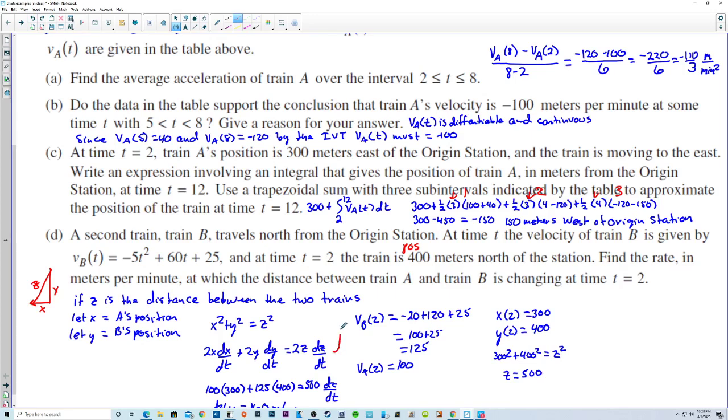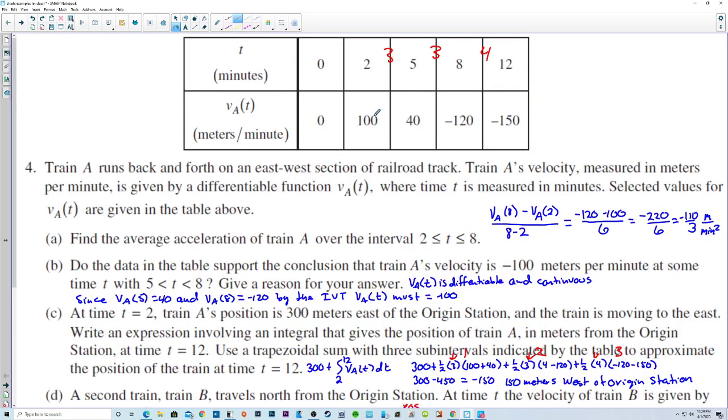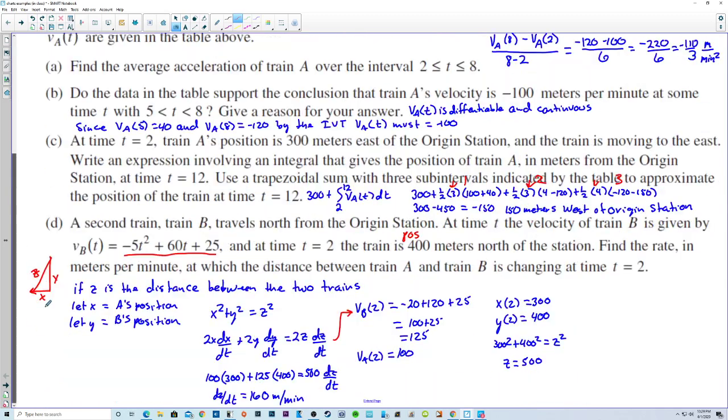So the next place we go is right here. So the velocity of B at 2 is right here. This is actually what the dy/dt is. I think 125. Yeah. Because the position is 400. Anyway, we plug 2 in, and we get negative 20 plus 120 plus 25 when we plug 2 in here, and we get 125. Well, v of A at 2 was 100, and we were told that up here. There's the 100 right there. So we get that from the chart.